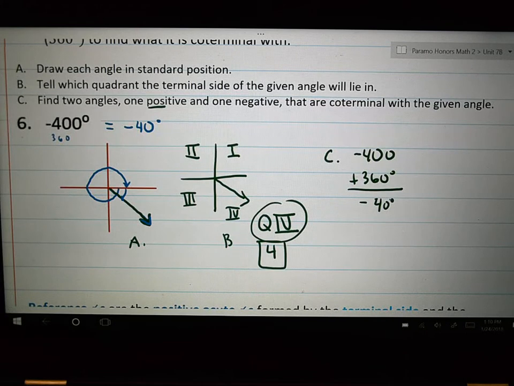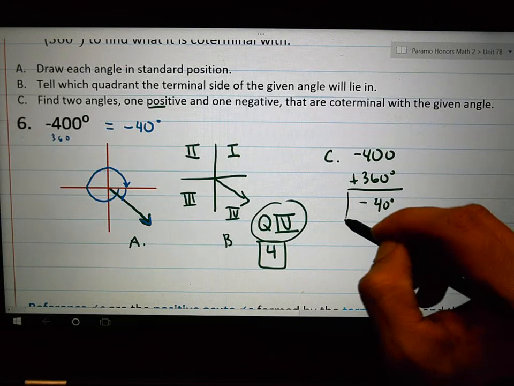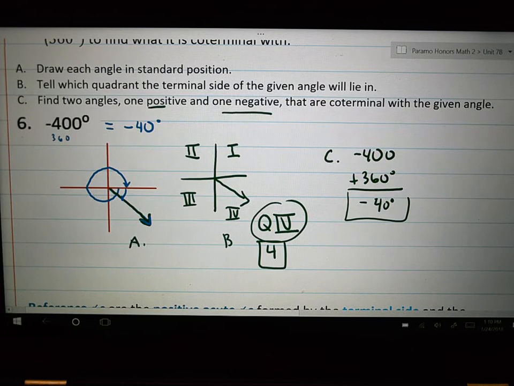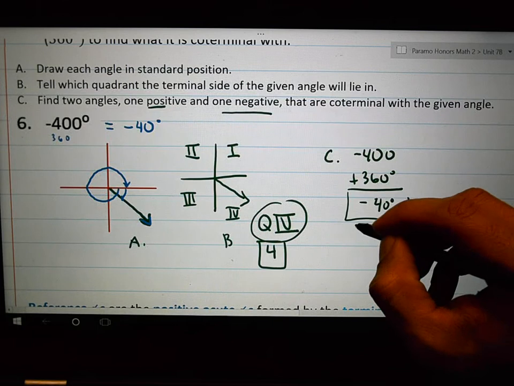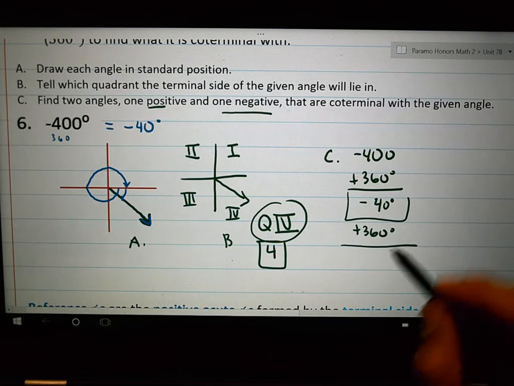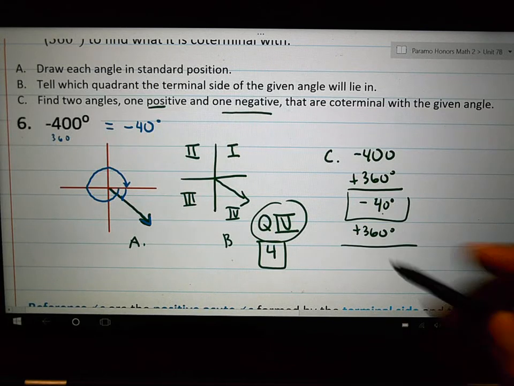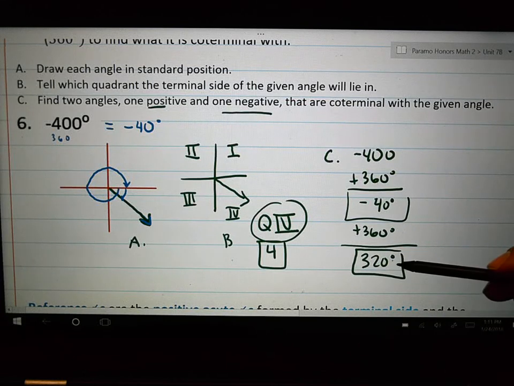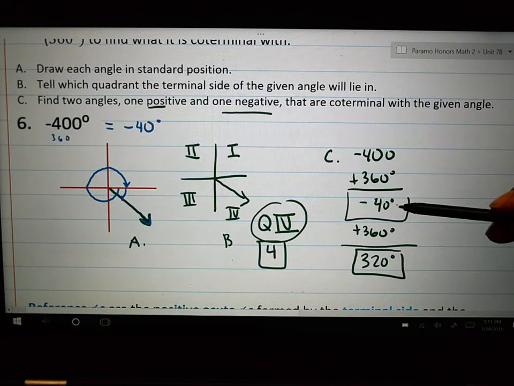And if that negative 40 degrees is a negative coterminal angle, I need to get to a positive coterminal angle. Well, in order to get to a positive coterminal angle, I'm going to have to add a revolution to it. 1 revolution in degrees is 360 degrees. Let's add that to there. On my calculator, I can do 360 minus 40, and I'm going to get 320 degrees. Here is a positive coterminal angle. Here is a negative one.